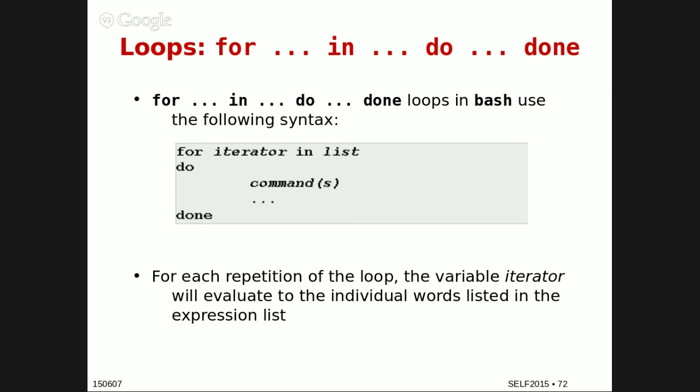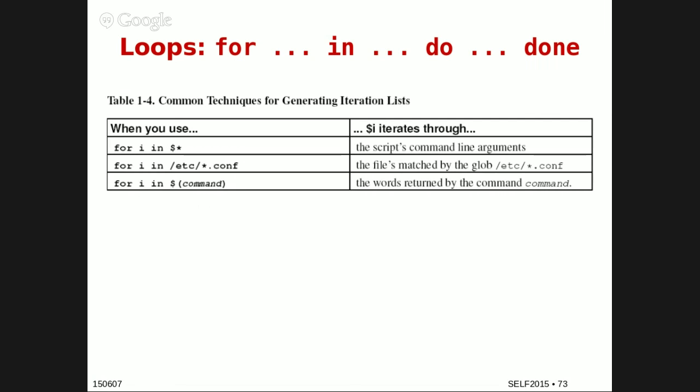So the syntax for the for statement in Bash shell scripting: start the loop with a for statement, define your iterator, the keyword in has to be there, and then a list. Then do needs to be on a separate line, a list of commands, and then done. So that would be a very basic one.